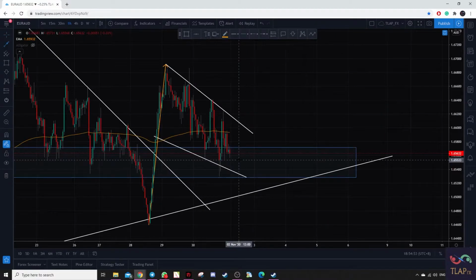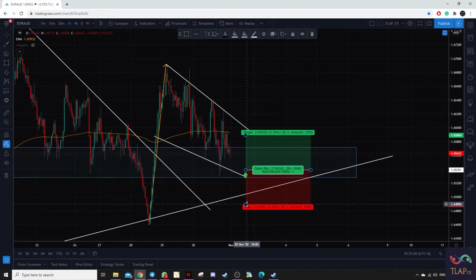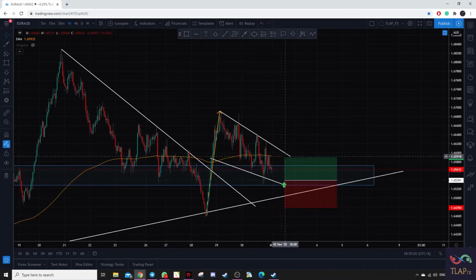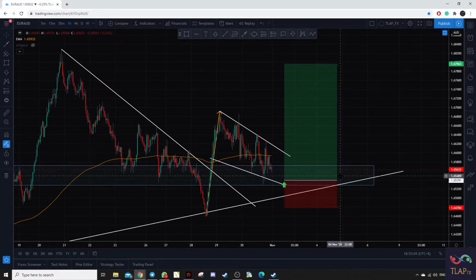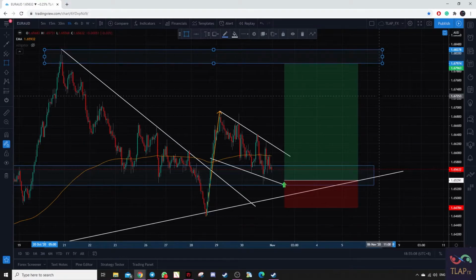So we can actually buy here for those who are more aggressive. You can have a long position here, stop loss below the trend line, and you can aim for previous high, which gives you a 1:4 trade. Really good risk to reward here.